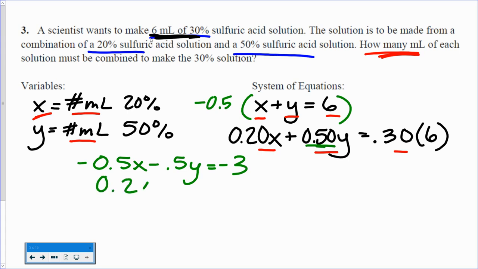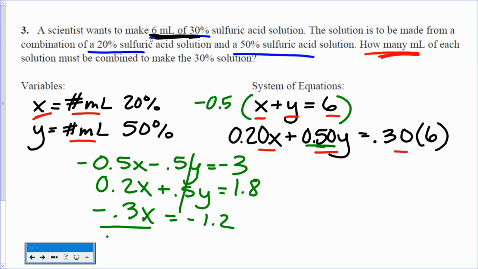And then I'll rewrite my bottom equation again. So 0.2X plus 0.5Y, and 0.3 times 6 is 1.8. Okay, combine these, so negative 0.3X. Y's are eliminated, and negative 3 plus 1.8 would be a negative 1.2. Divide both sides by negative 0.3. Dividing a negative by a negative, so we're going to get a positive answer, which is good because it wouldn't make sense if I didn't. And so then X would be 4.